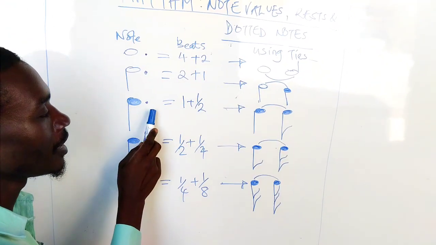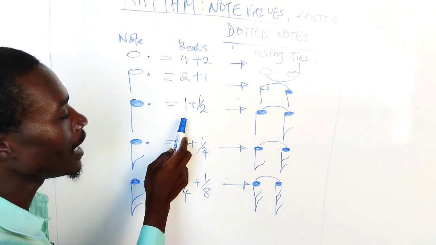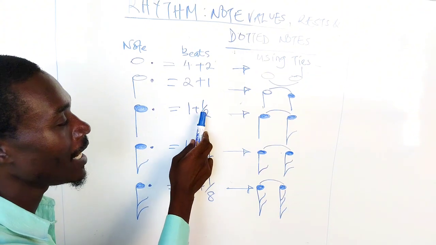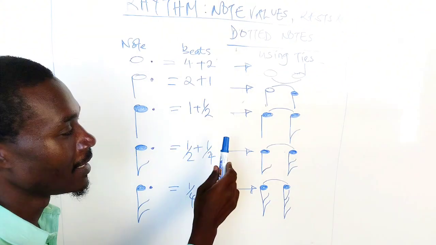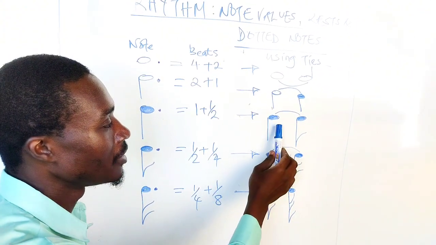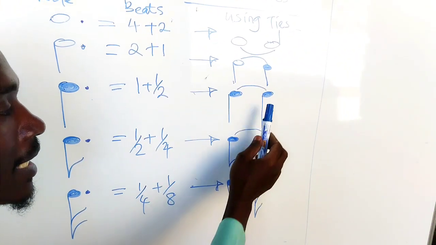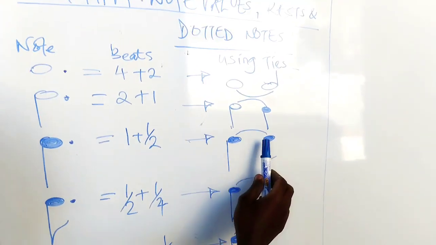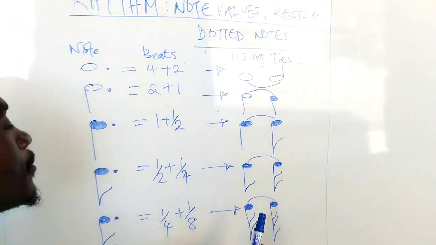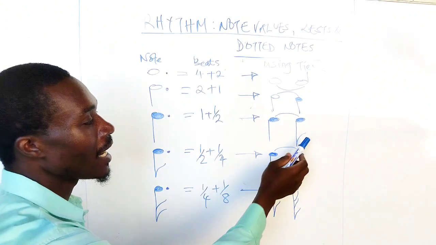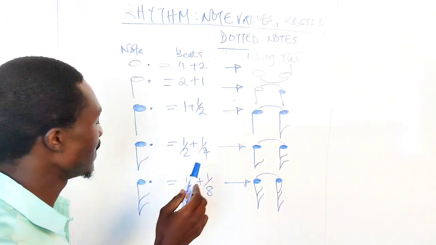You can also do the same to the crotchet. When you dot the crotchet, you are going to have that value be 1 beat plus a half of the beat. You can see here we have 1 beat, which is a crotchet, plus that quaver, which is half of the beat. So you are going to represent it as this or as this in some special cases.